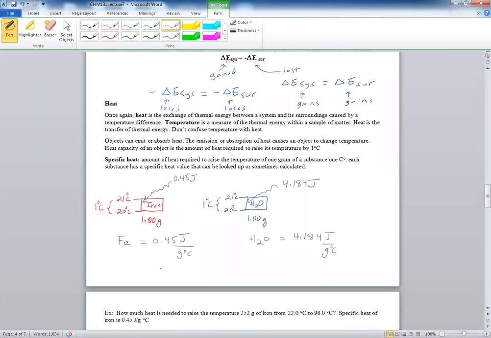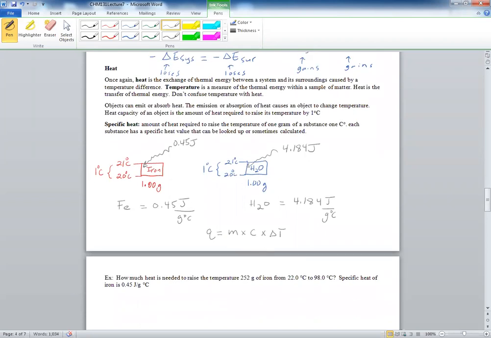And specific heat uses the following equation. Q, heat, equals M times C times delta T, or just MC delta T. M is the mass, C is specific heat, and delta T is the change in temperature. And the next example, in the next video, I will explain more.